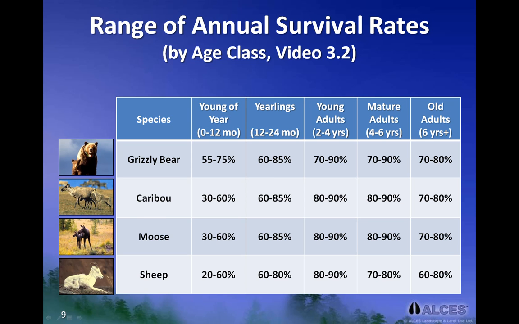The main pattern you can see in the table is, as you look from left to right across the age class columns, there is a general trend in the survival rates that shows young of year animals have the lowest survival rates of the 5 age classes. The range of survival values improves for yearlings, but are highest in young and mature adults. Then, as animals become old adults, the survival rates start to decline and become more variable.